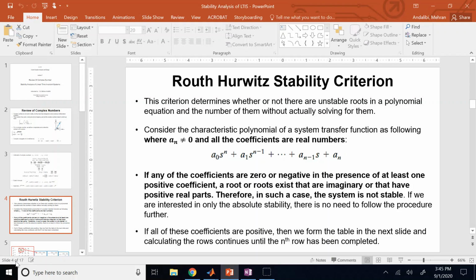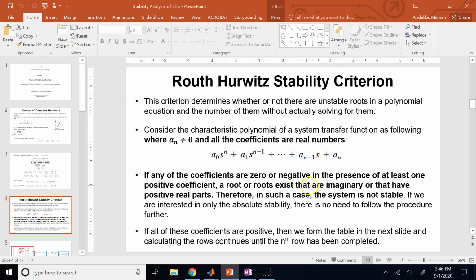Now the question here is, if I give you the characteristic polynomial of a transfer function, which means the polynomial of the denominator, where the constant term a_n is not equal to 0. The format for the polynomial is like this: a0 s^n plus a1 s^(n-1) all the way to an. All of the coefficients are real numbers. The constant term is not 0, which means s = 0 is not a root.